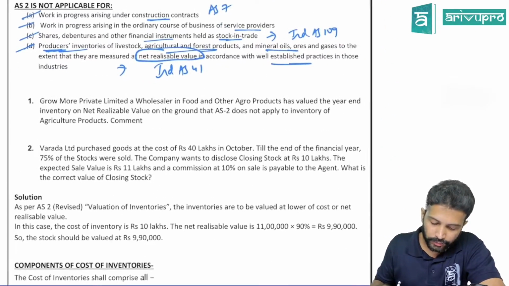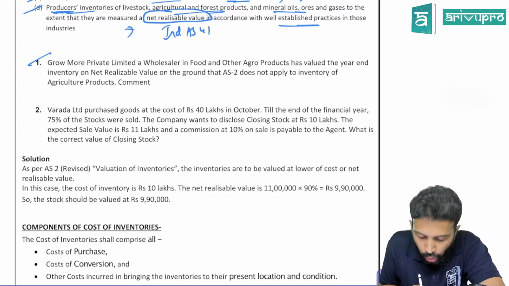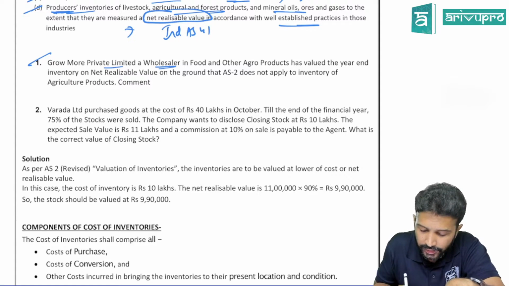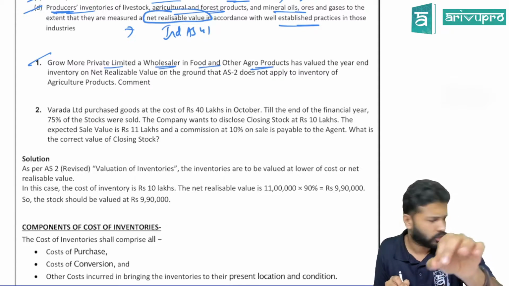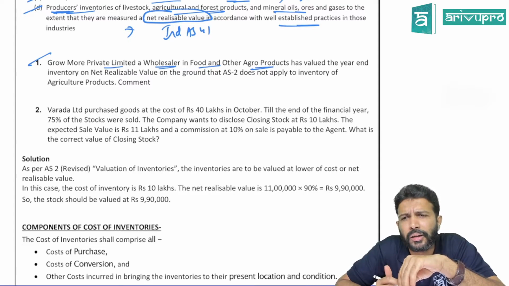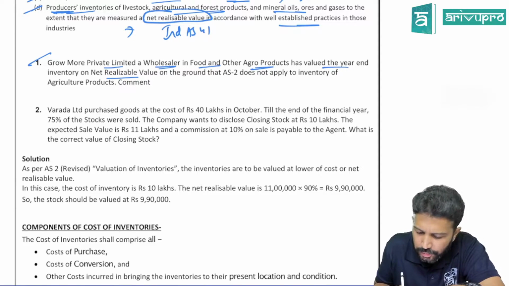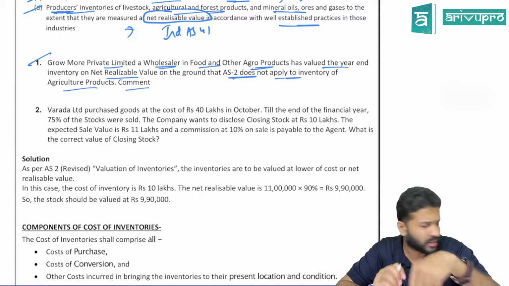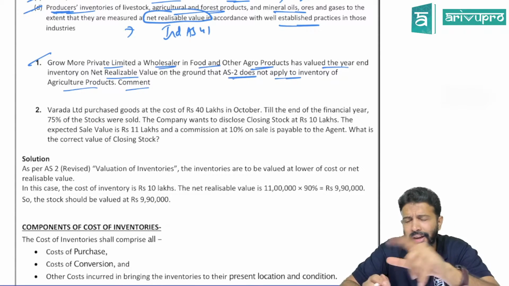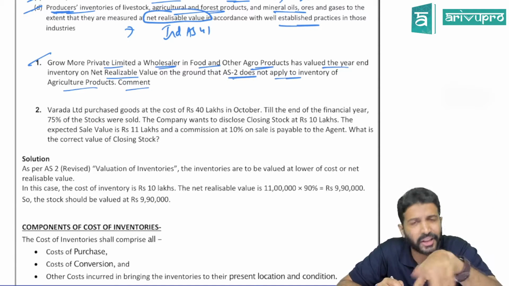Okay, let's see how well you have understood that. If you have understood that, you will answer the first question. Grow More Private Limited is a wholesaler, underline that, in food and agro products. That means he is dealing in agricultural produce. So is AS 2 applicable or not applicable? Not applicable. Okay. He has valued the inventory at net realizable value on the ground that AS 2 does not apply to him. You need to comment. This company is saying AS 2 will not apply to me and they are valuing the inventory at NRV. Is the statement correct or wrong?